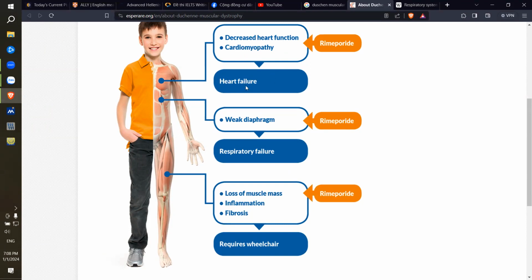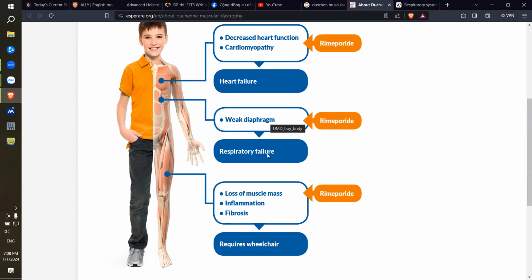And heart failure. And then weak diaphragm, you see, it makes the diaphragm weaker. And of course, what will happen? Respiratory failure.